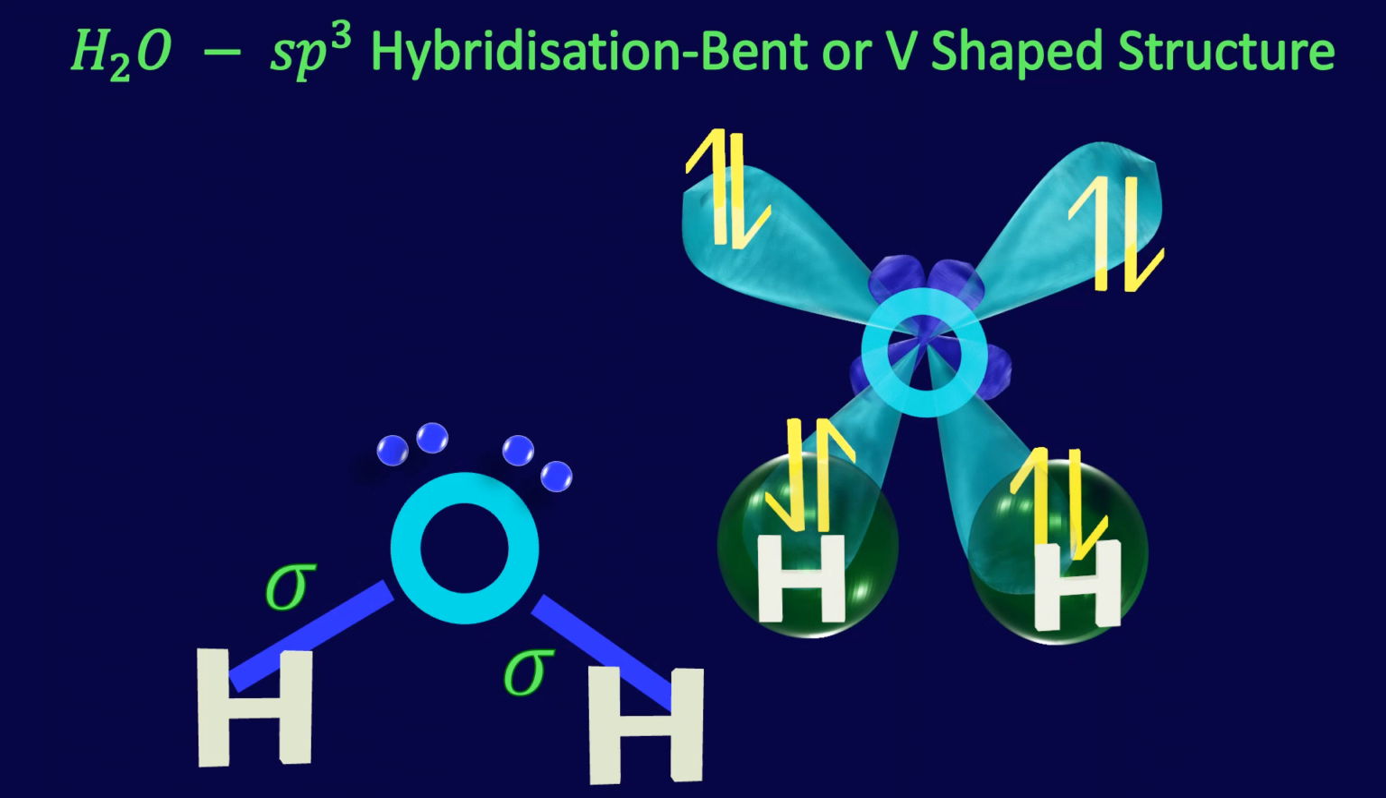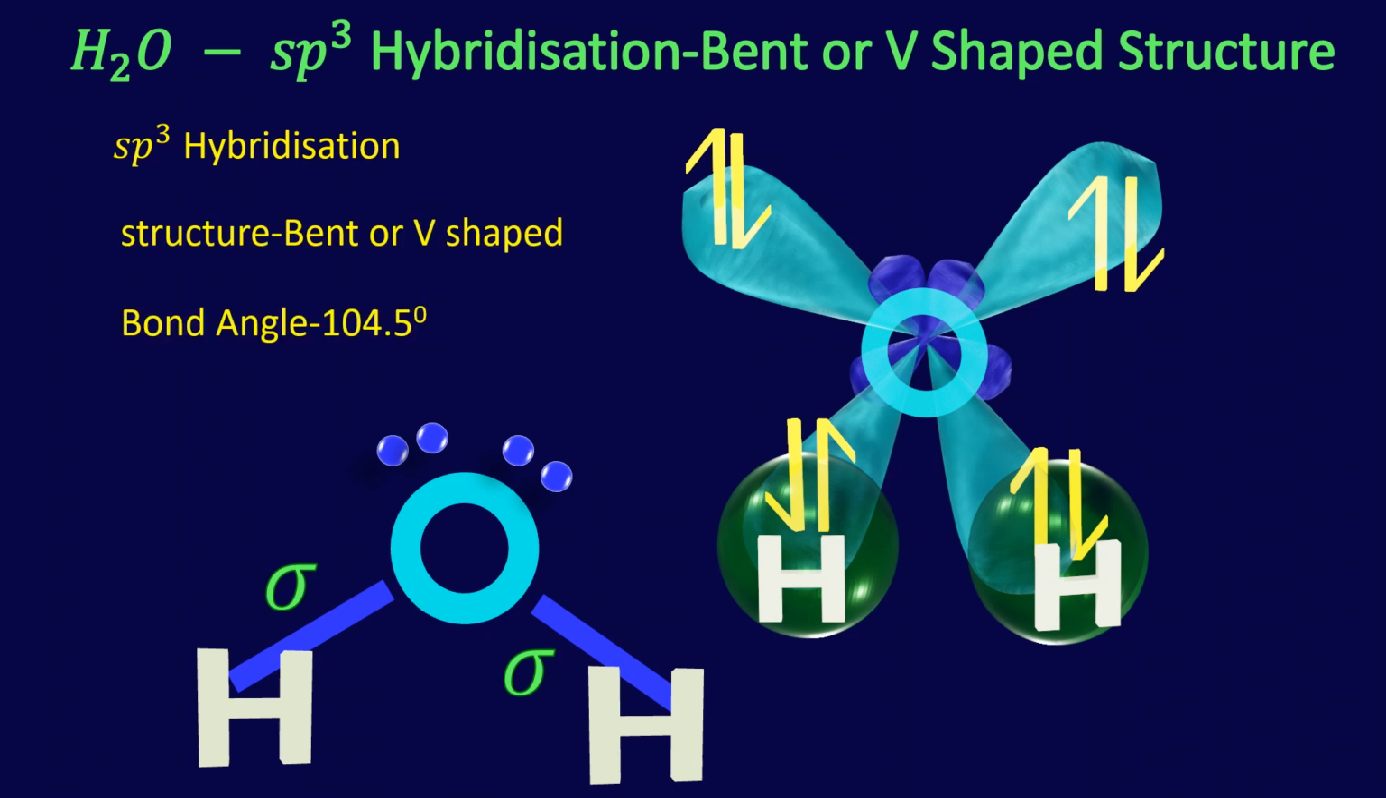Here we see the summary of the structure of water. Hybridization is sp3, structure is bent or V-shaped, and the bond angle is 104.5 degrees.